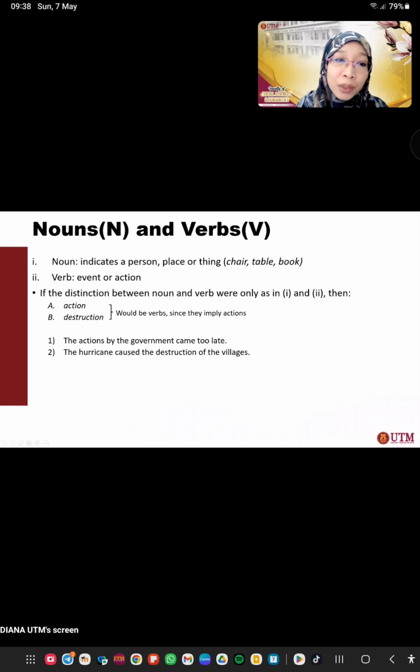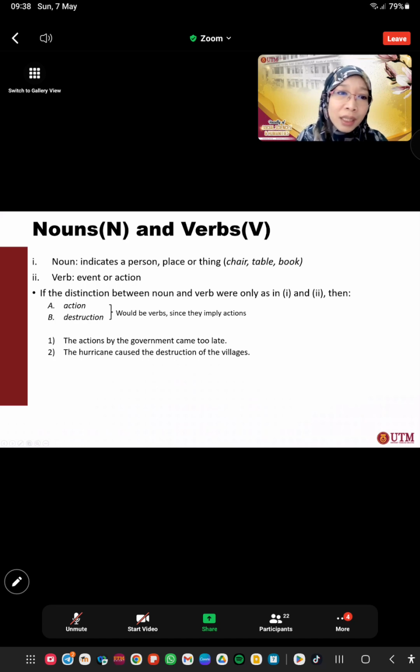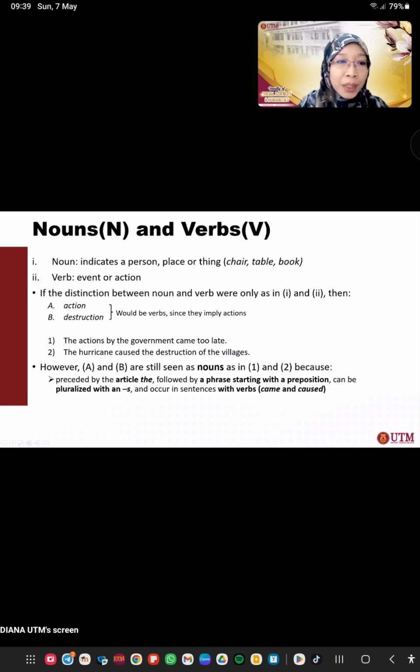We also talk about looking at words at the syntactic level, right? And also the morphological level, right? So A and B here, the actions and hurricane are still seen as nouns, right? Action and hurricane, because the first one is preceded by the article the, and followed by a phrase starting with a preposition, by the government, and then can be pluralized with an S.